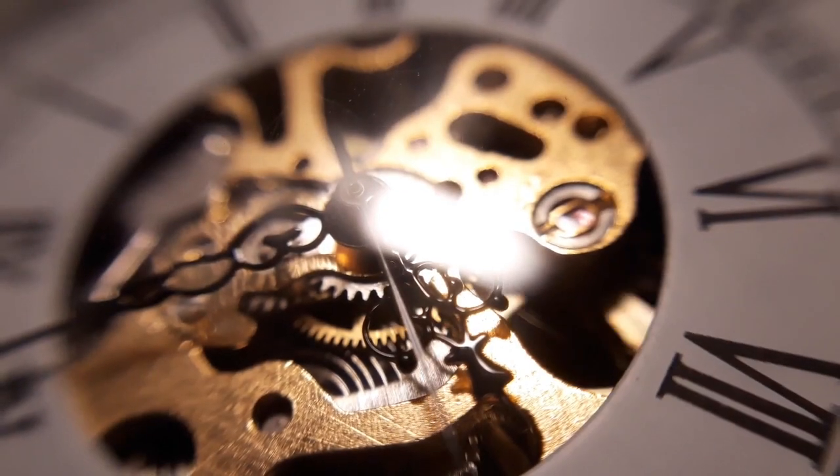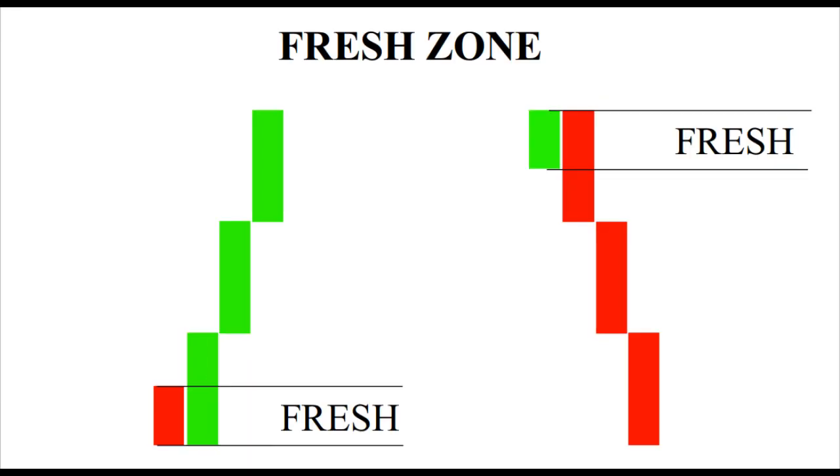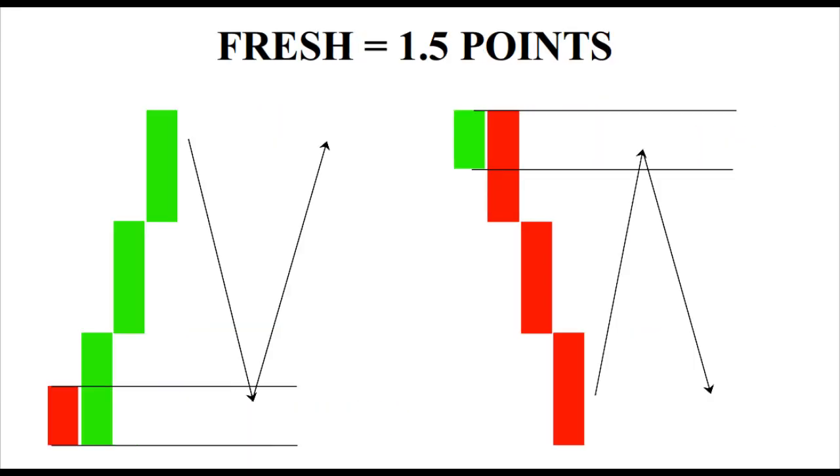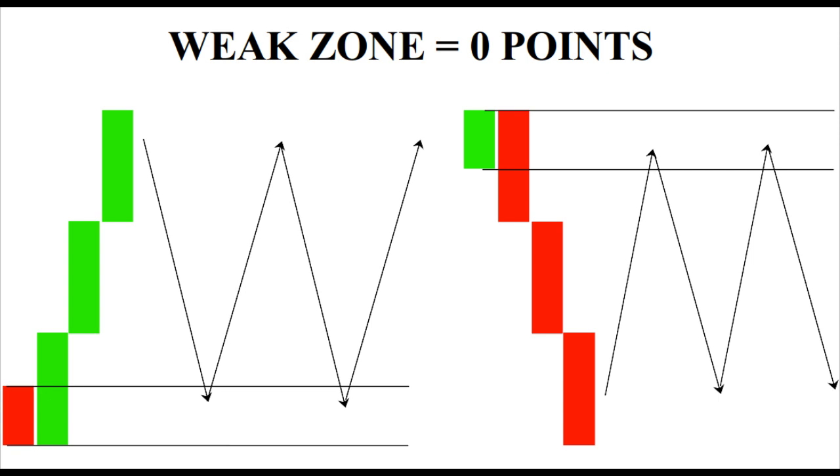Odd enhancer 3: fresh zone. We score this zone according to the freshest and cleanest zones. For example, a very strong zone, fresh, equals 3 points. A strong zone, mitigated once, equals 1.5 points. A weak zone, mitigated twice or more, equals 0 points.